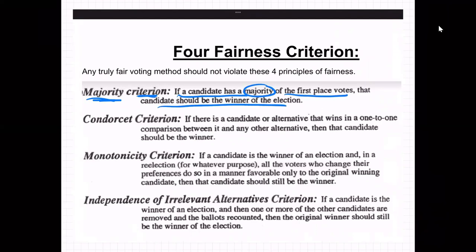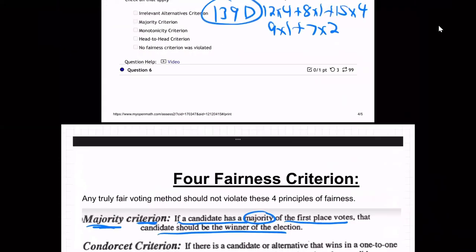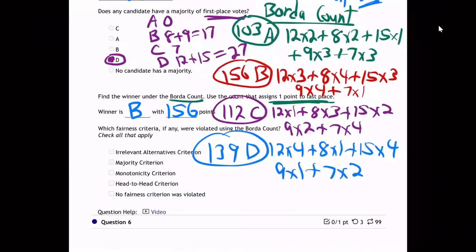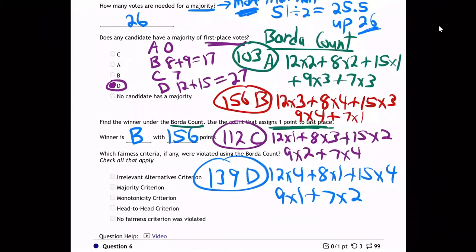Do you see how we just violated that with the Borda count method? You're right. The D, as in dog, would be really mad. He's like, look, more than half the people put me first place. I got more than half of the first place votes. I got 27. And you're somehow giving the election to B because of your weird point system? That's not fair. So we just violated the majority criterion, didn't we?